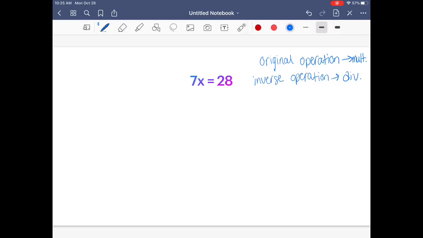So this time, we are going to divide that 7 away from x. So we divide both sides by 7. We cross those 7's out off of the x, bring the x down, the equal sign down, and 28 divided by 7, which should be 4.